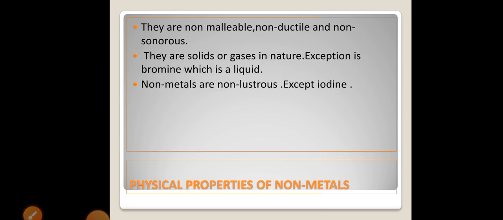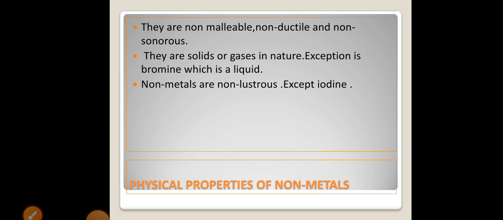Now coming to the physical properties of non-metals. We all know non-metals' physical properties are right opposite to those of metals. They are non-malleable, non-ductile, non-sonorous, and usually they are solids or gases in nature. But there is one exception, that is bromine, which is a liquid.